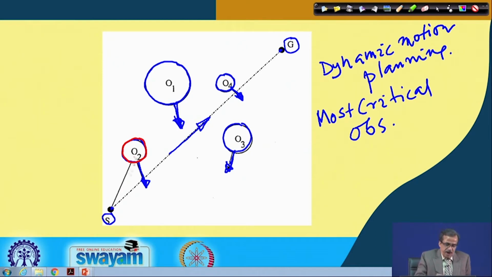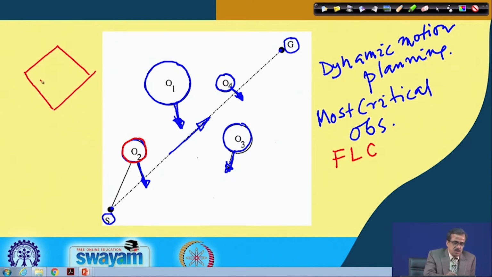That means, to avoid collision with the most critical obstacle, I have to make some planning with the help of the fuzzy reasoning tool. So, I am going to develop one fuzzy logic controller, or fuzzy reasoning tool, so that the robot can avoid collision with the most critical obstacle. To solve this problem, we take the help of one fuzzy logic controller. Let me write here FLC, and for this FLC there should be a few inputs and an output.